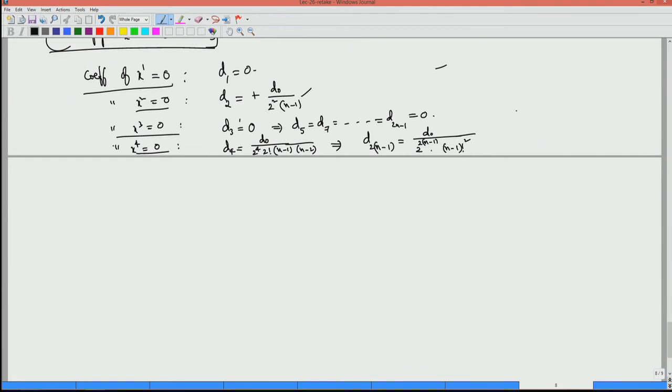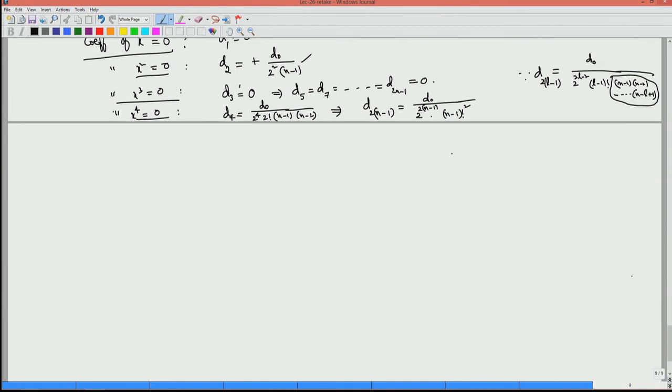This is because d2l minus 1 for any l. If you write it, what you see is d0 divided by 2 power 2l, l minus 1 factorial, and n minus 1, n minus 2, up to n minus l minus 1, that is l plus 1. So, this sum, when l equals n minus 1, becomes n minus 1 factorial. Along with l equal to n, you see that this will be the square of this factorial.